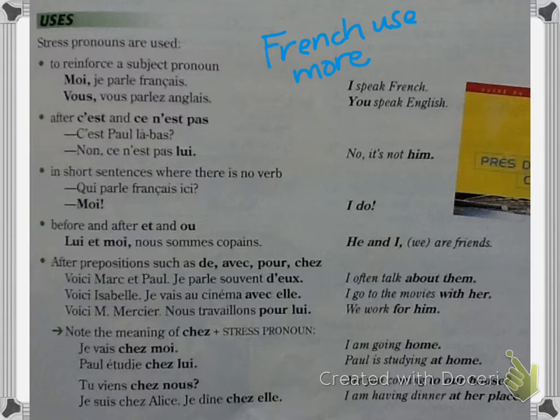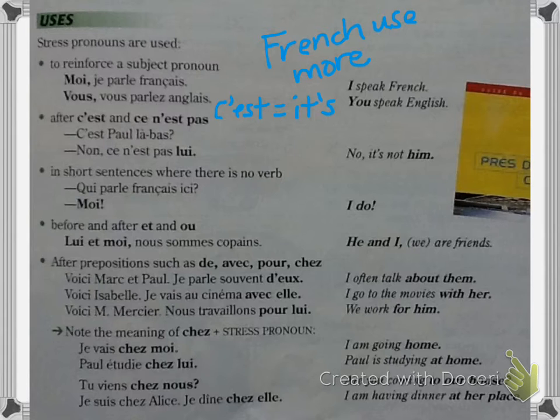The second bullet: after c'est and ce n'est pas. C'est Paul là-bas? Non, ce n'est pas lui. Remember, c'est means it's, like it is. Okay, so ce n'est pas would mean it's not. So is it Paul over there? No, it's not him. Another use of the stress pronouns is in short sentences where there is no verb. Qui parle français ici? Moi. This is the same as in English, right? Who speaks French here? Me.